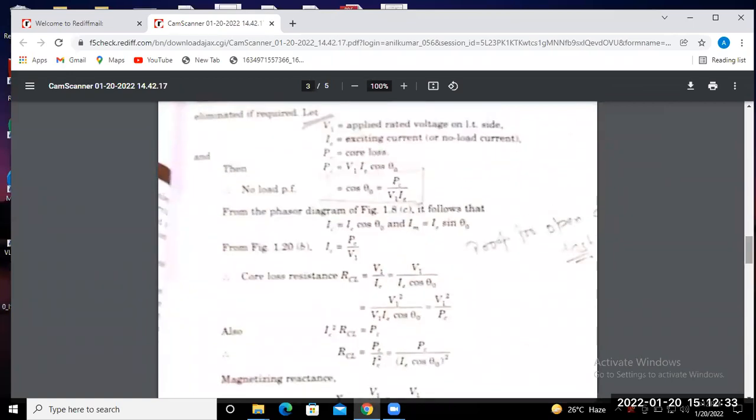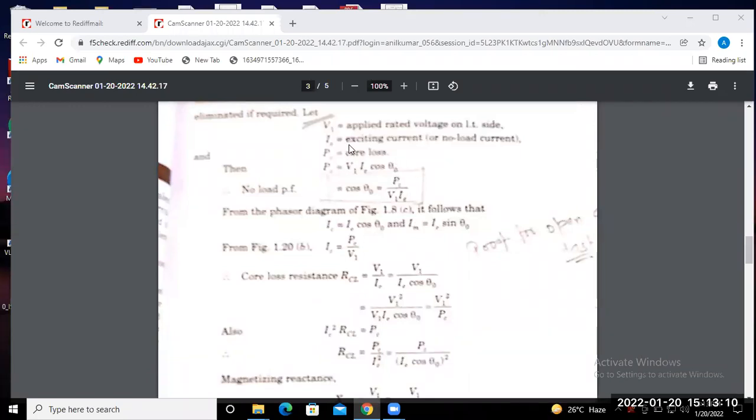I think it is clearly visible or not? Hello. Hello, Manish. Yes, sir. Is it clearly visible? Yes, sir. It's visible. Okay. So I think can you read out?